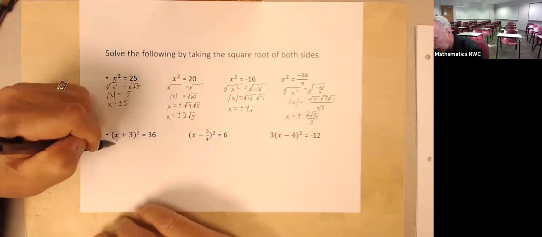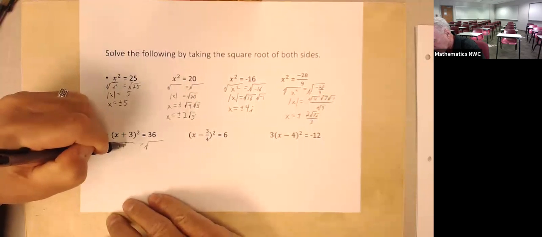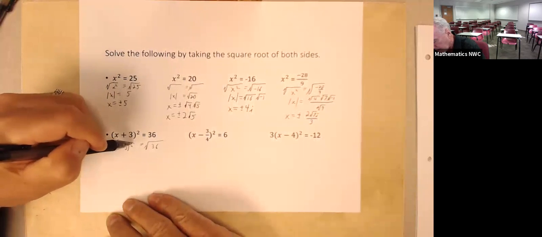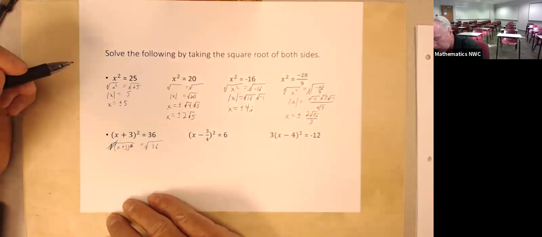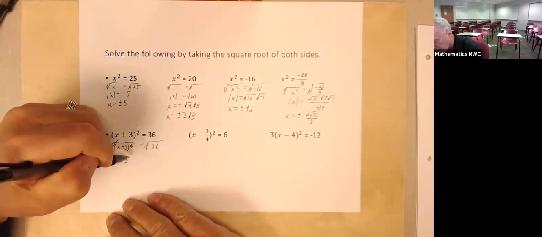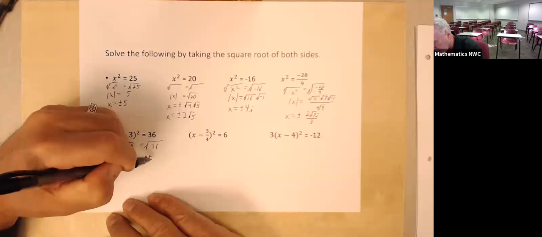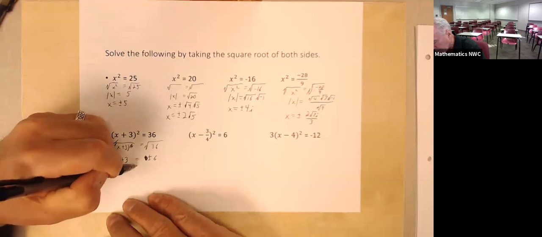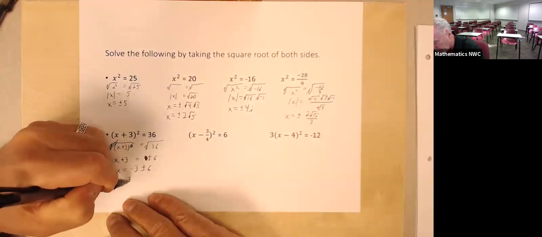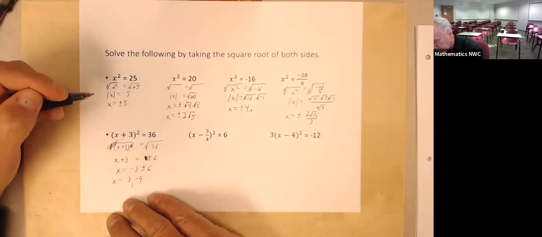This one had a quantity here. Same principle though, square root of both sides. The square root and the squared cancel each other off. They're inverse concepts, so they undo each other. I get x plus 3 equals plus or minus 6. Bring the 3 across, and I end up with a negative 3 plus 6, which is 3. Negative 3 minus 6 is a negative 9.